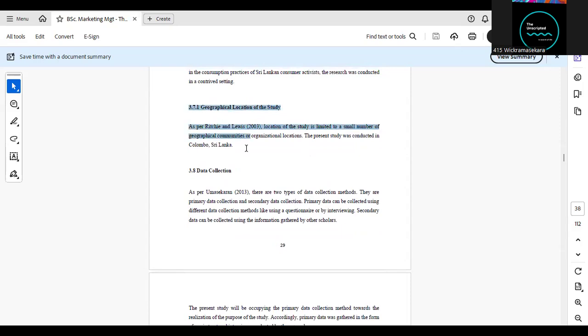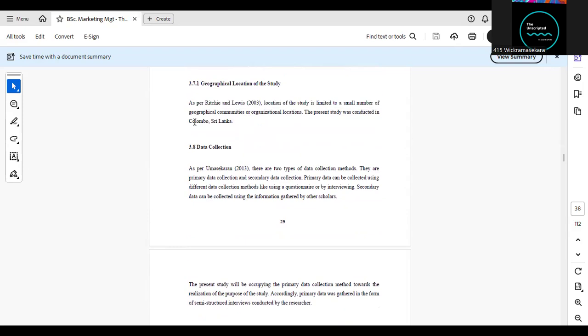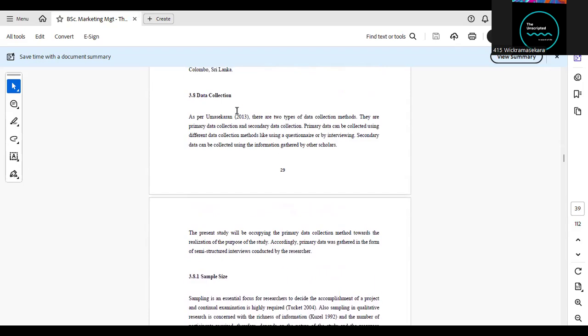And then the geographic location is actually the geographic community that you're interviewing your participants from, right? So here you can see I have only taken participants from the Colombo district of Sri Lanka. And you also have to provide a justification as to why you have limited your geographic location only to Colombo, Sri Lanka, right?